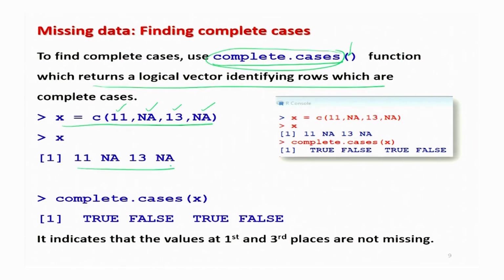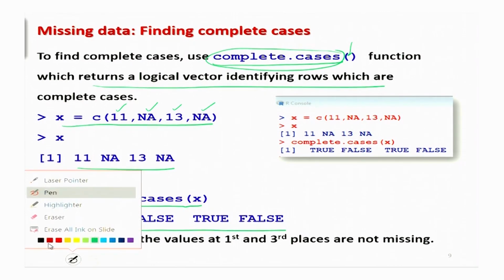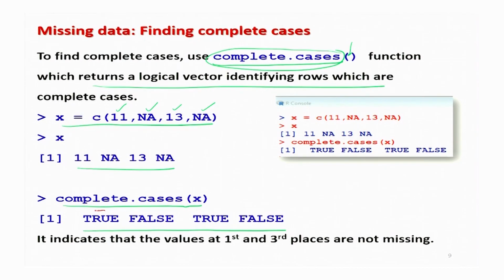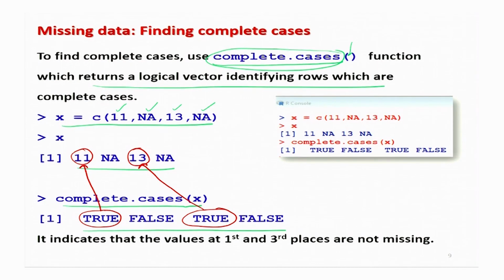So, this is my vector x, and I write complete.cases and inside the parenthesis x, which gives me the operation. After this operation I get the values TRUE, FALSE, TRUE, FALSE. If you try to see what is happening, this TRUE corresponds to this 11, that means the data is available. This is the complete case. And similarly, this another TRUE is at the third position. So, this corresponds to the third value in the data vector x, which is 13, and that is indicating that the data is available, and this is the complete case.